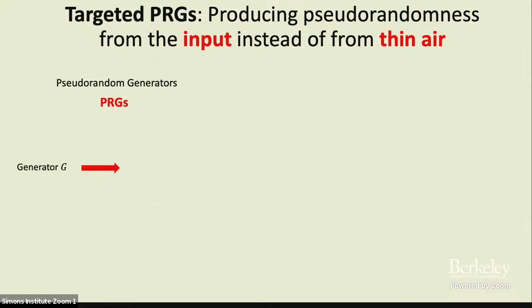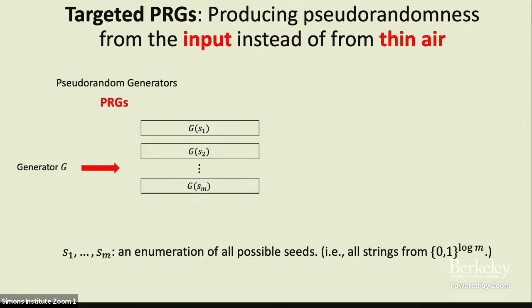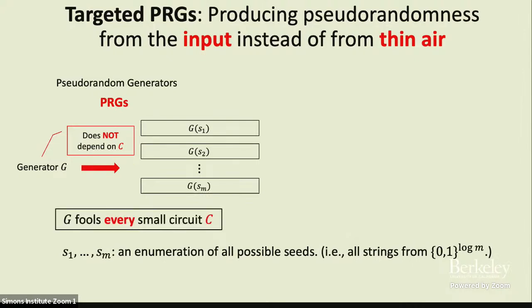Let's say you have a circuit C of size n on n-bit input. I generate a PRG, G, which is going to have a small seed length. S1 to Sm is an enumeration of all possible seeds, all the strings from {0,1}^(log m), so log m is the seed length. The generator does not depend on circuit C, and we want to fool every small circuit C. In other words, the accepting probability of every small circuit C over the uniform n-bit input is very close to the accepting probability of C over the pseudorandom outputs. That's the standard definition of a pseudorandom generator.